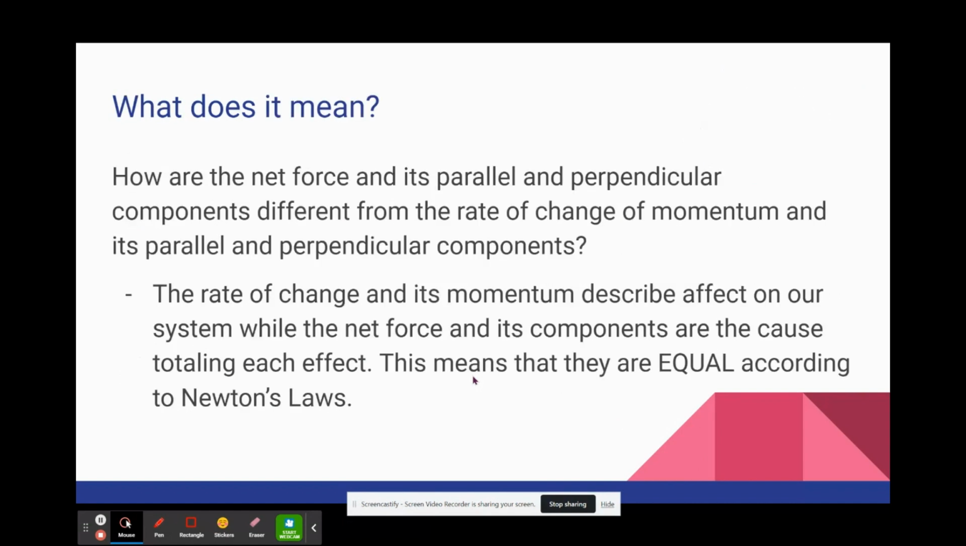So what does this mean? How are the net force and its parallel and perpendicular components different from the rate of change of momentum and its parallel and perpendicular components? The rate of change of momentum describes the effect on our system, while the net force and its components are the cause totaling each effect, which means that they're equal according to Newton's laws.